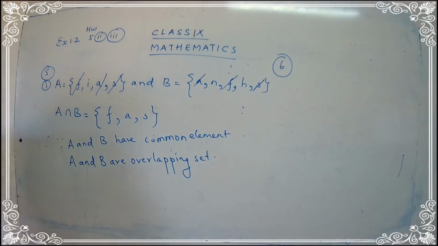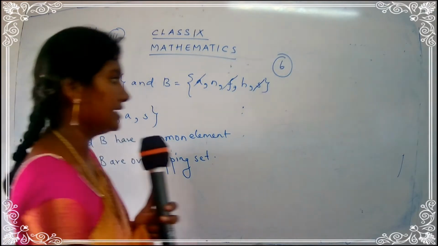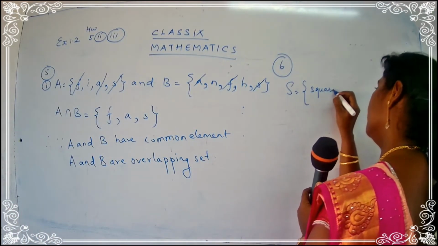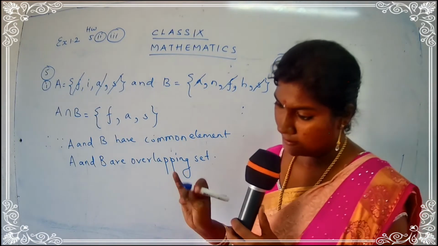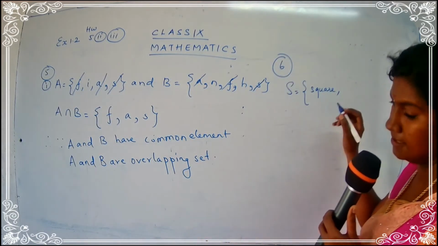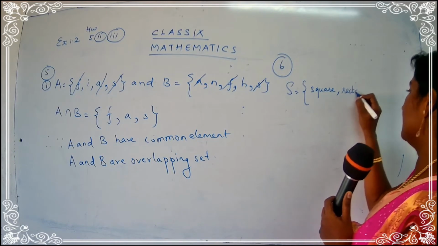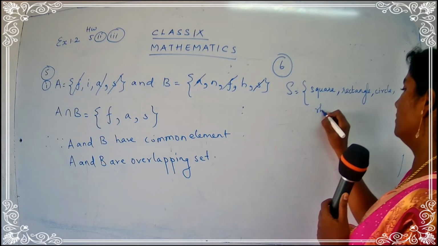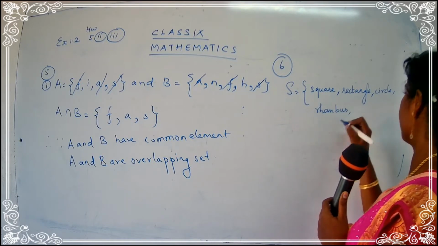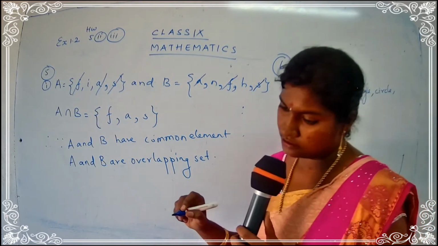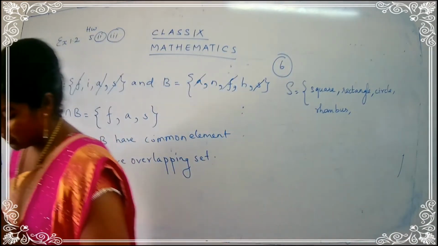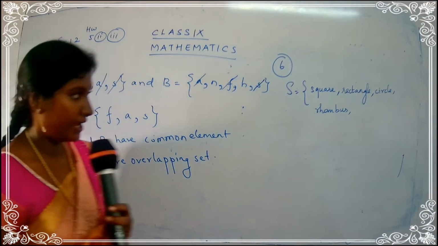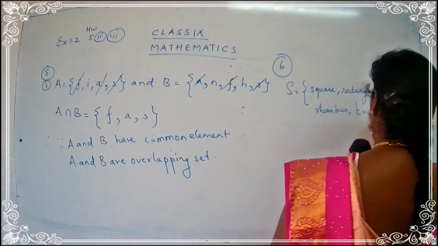Okay, so have you taken the question? Write down once again the set. What is S given to you? It's a square, rectangle, circle, rhombus, and triangle. Square, rectangle, circle, rhombus, triangle. Okay, I'll write here triangle. So this is the set.